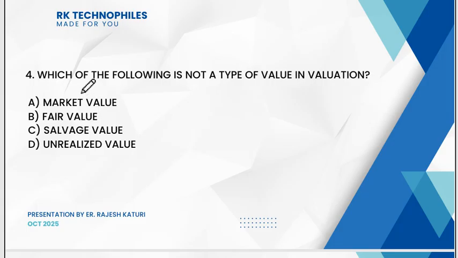So the next question: which of the following is not a type of value in valuation? A, market value; B, fair value; C, salvage value; and D, unrealized value. So the correct answer will be unrealized value.